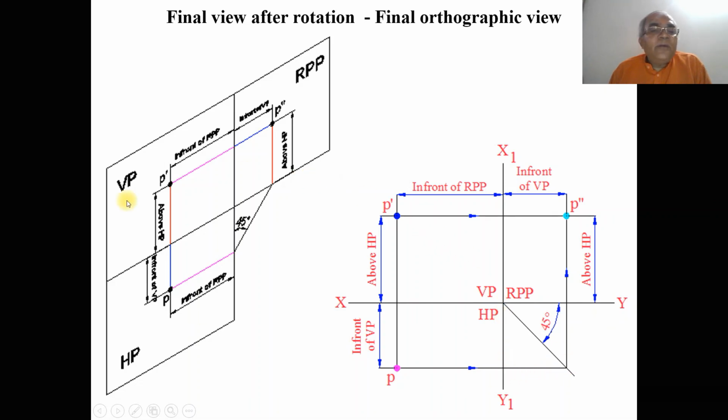Then, where you have the front view, on that line you will get the side view. So draw a horizontal projector from P dash and draw a vertical projector from this 45 degree line. Both will intersect at this point. So you will get this point as P double dash. So this is the final orthographic view of the generalized projections of points in the first quadrant. Thank you.